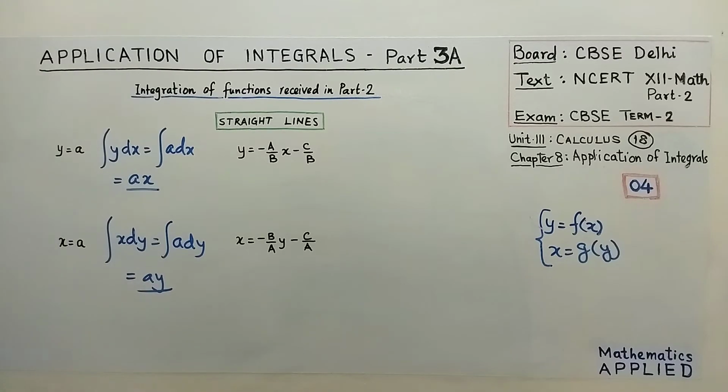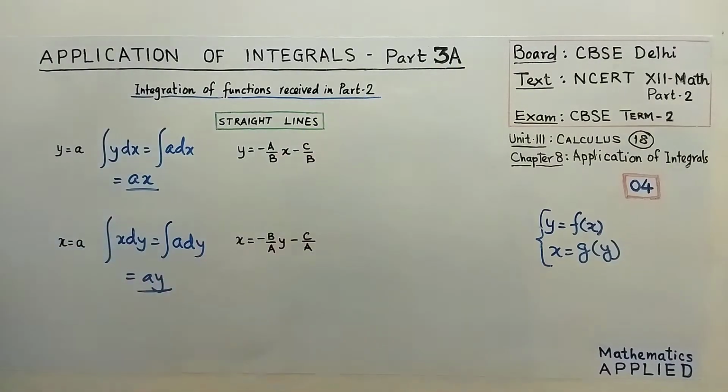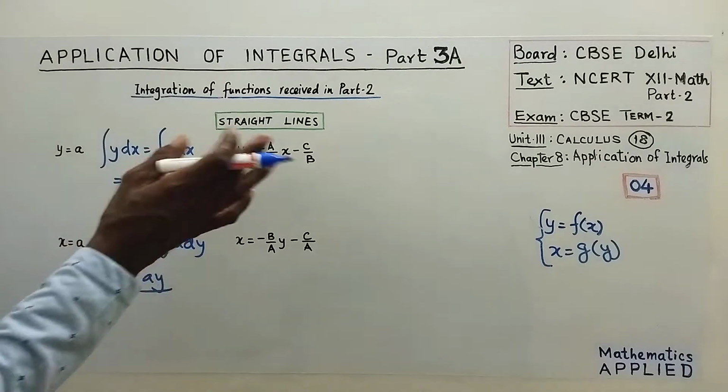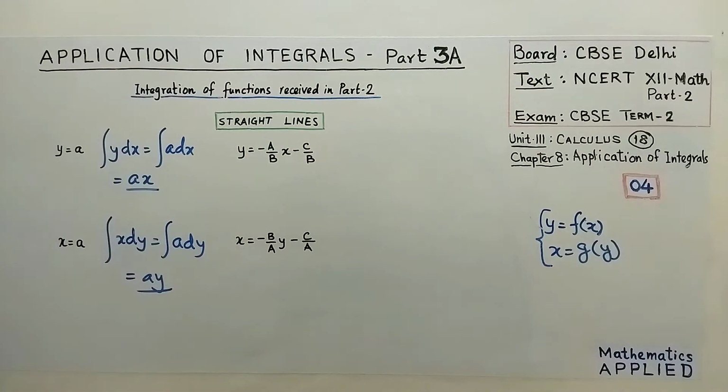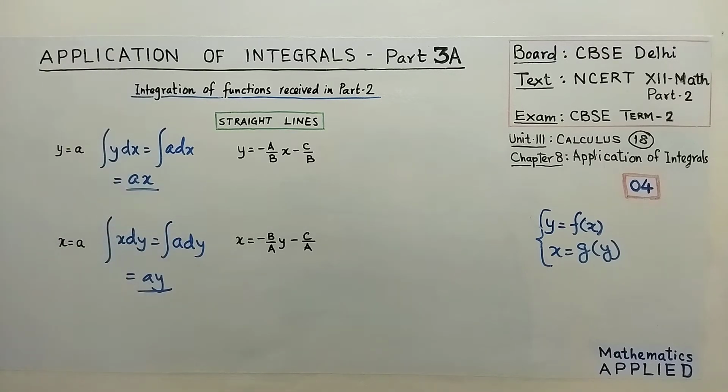What I have done is I have broken this third part into two parts, that is 3a and 3b. Why? Because it is getting a little longer. If I do one part, I have to solve problems and then I have to tell you the basic concept also. It is taking a little longer than 30 minutes. So therefore I have broken this.